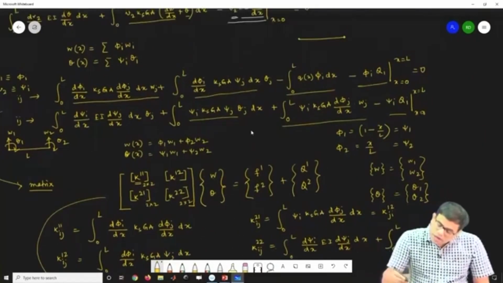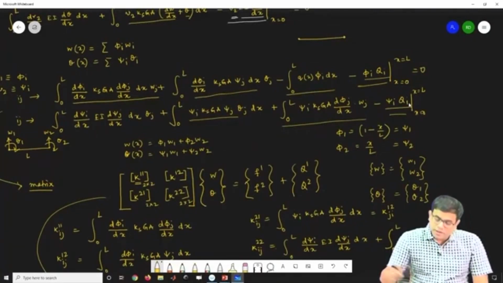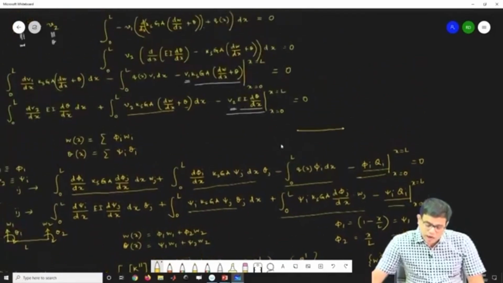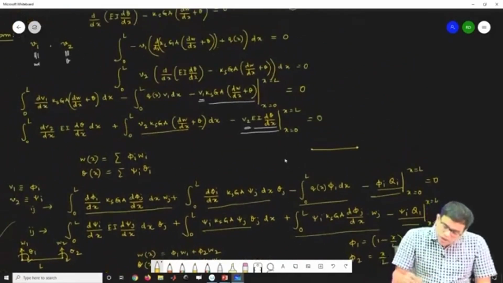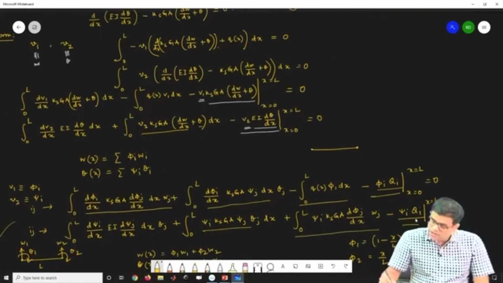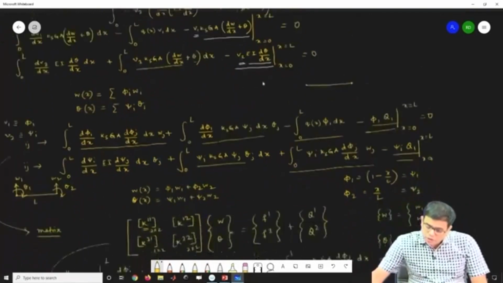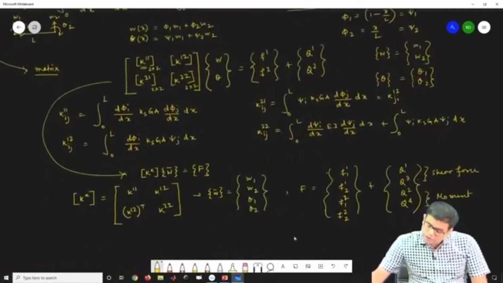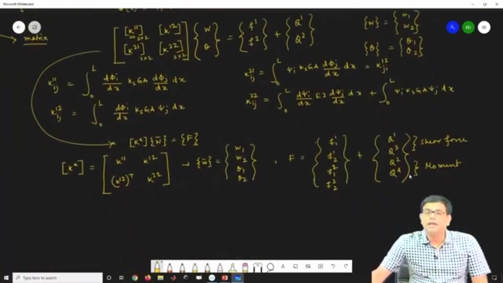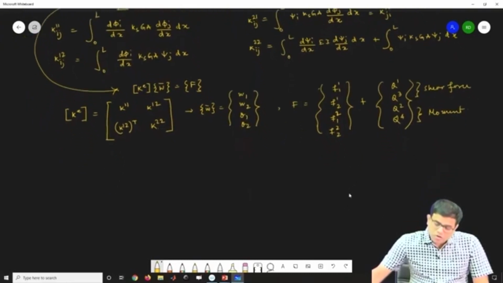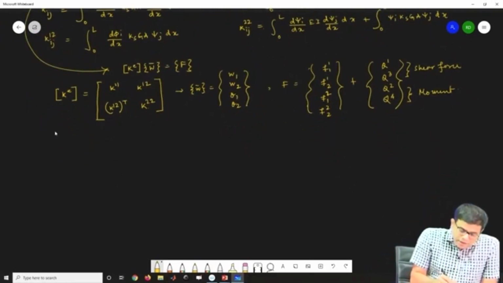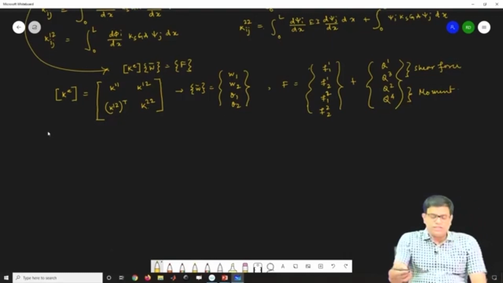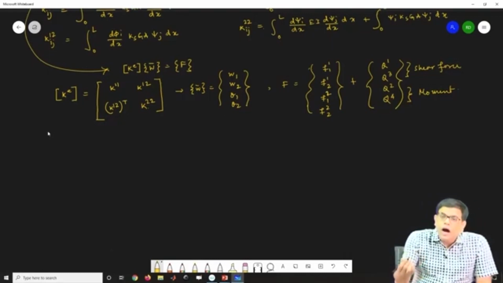So this term is nothing but the shear force, and this is nothing but the moment, because if you see the boundary term, this is just moment, and this is shear force. So the first two terms of the Q matrix will be shear force, and the second two terms are moments.